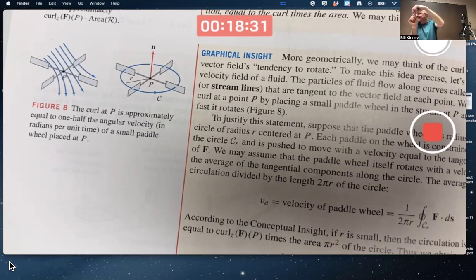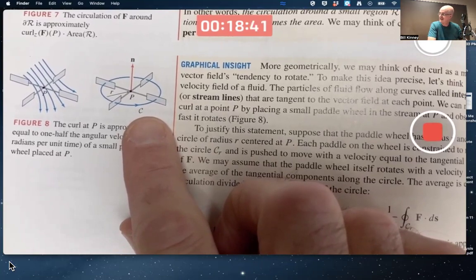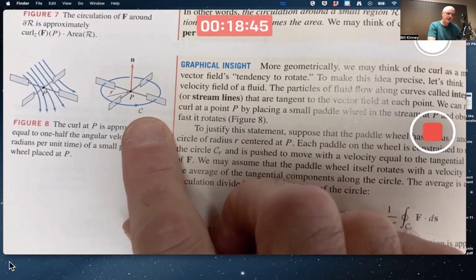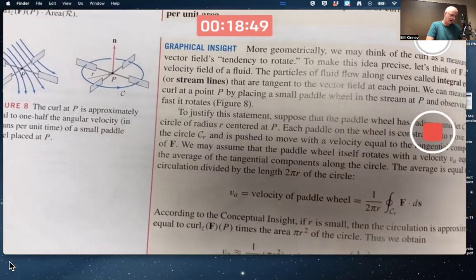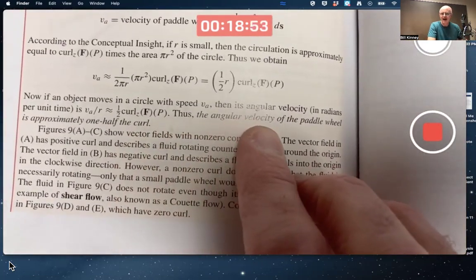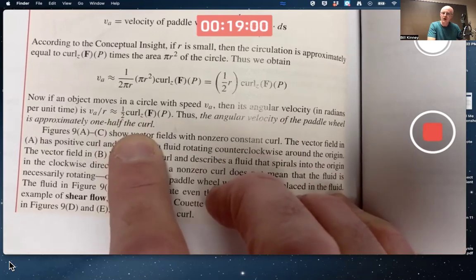Okay? So you could imagine trying to actually do this. And you attach little paddle wheels to this thing. It could start rotating. It will start rotating, in fact, if the curl is not 0. If the curl is positive, it'll rotate counterclockwise. If it's negative at the point, it'll rotate clockwise. And in fact, they claim here that the angular velocity of the paddle wheel, it would be in radians per second, say, is 1/2 the value of the curl.